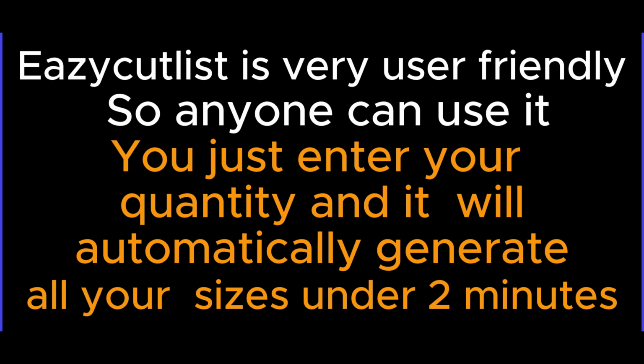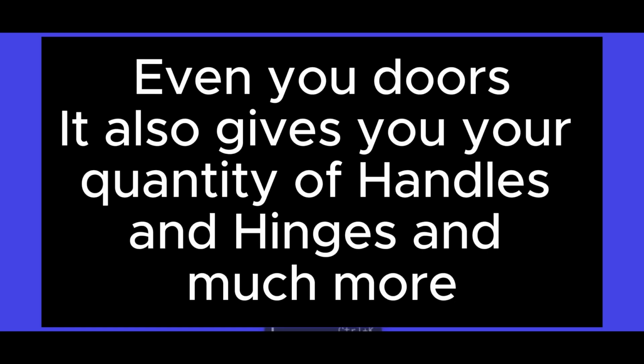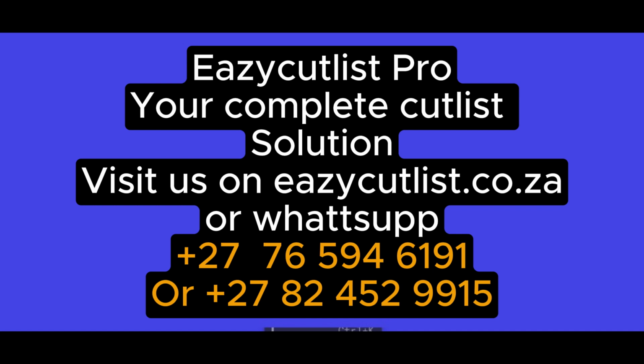You just enter your quantity and it will automatically generate all your sizes under 2 minutes. Let's see what sizes you get: cabinet sides and shelves, also your cleats, even your doors. It also gives you your quantity of handles and hinges and much more. Eazycutlist PRO, your complete cut list solution.